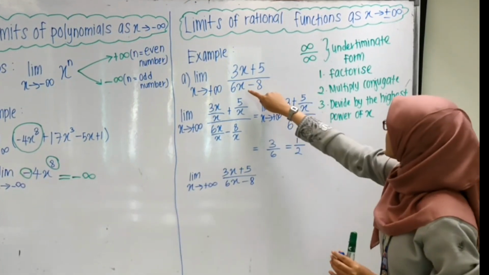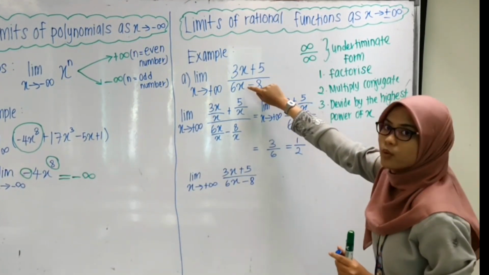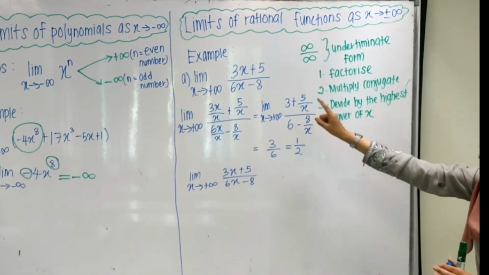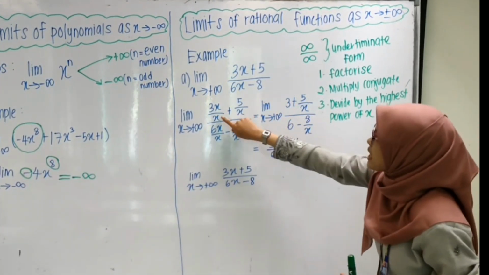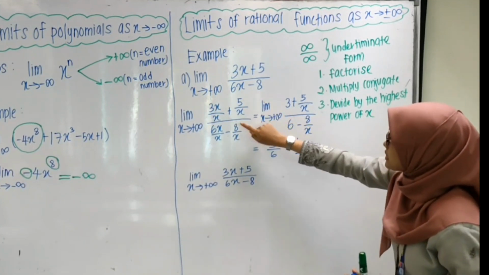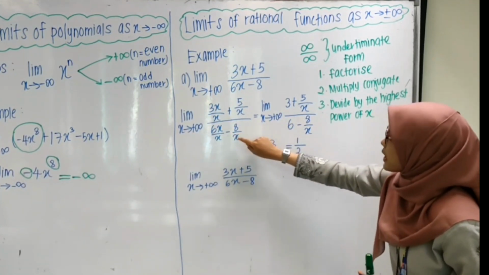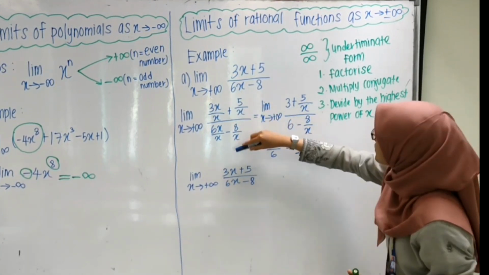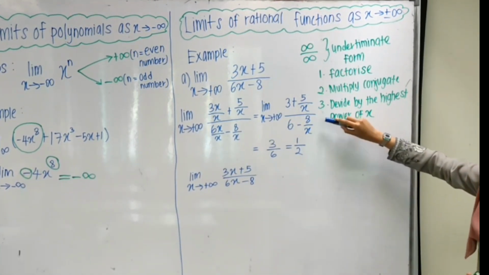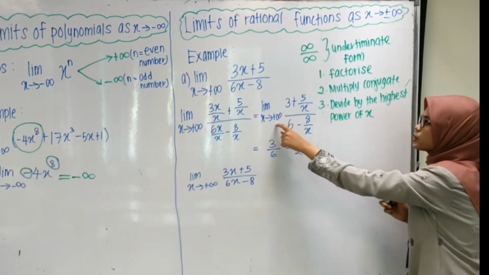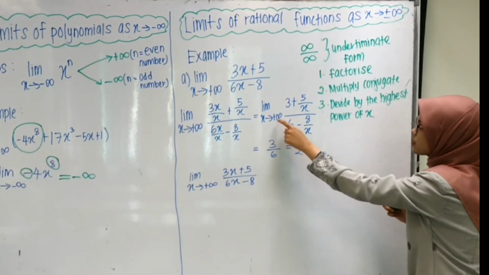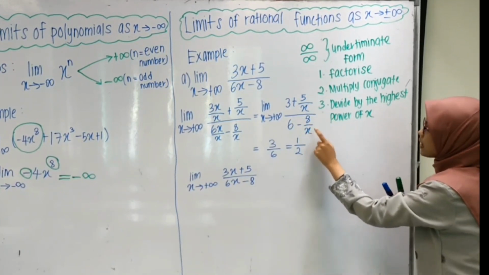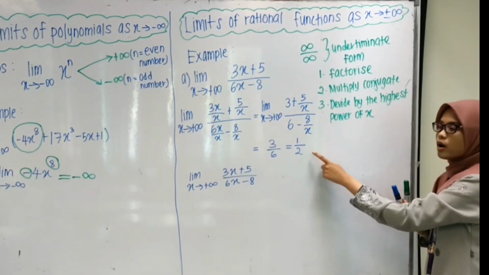Here the highest power of x is power of 1. So we must divide the numerator and denominator by x power of 1. Here you can see 3x over x plus 5 over x, divided by 6x over x minus 10x over x. Can we simplify here? Simplify, we will get this. Now we can substitute positive infinity here. When 5 over infinity, the answer will be 0. When we simplify more, the answer will be 1 over 2.